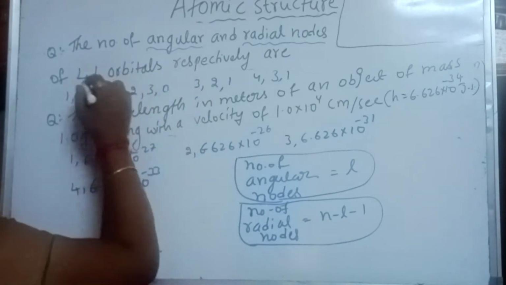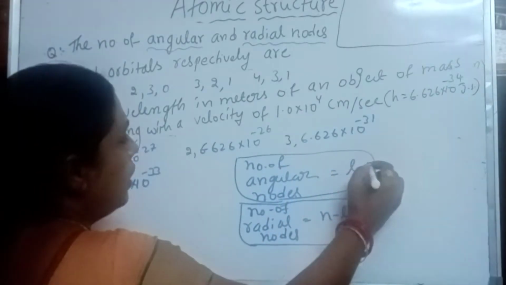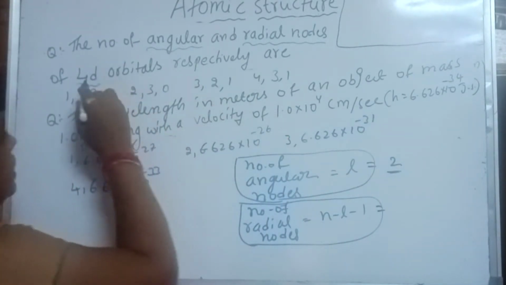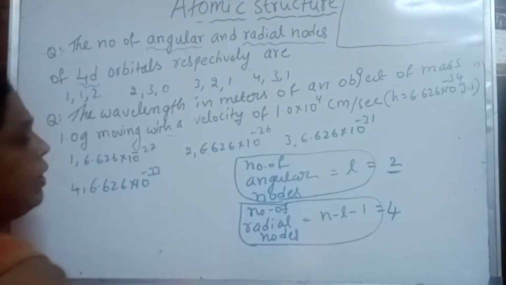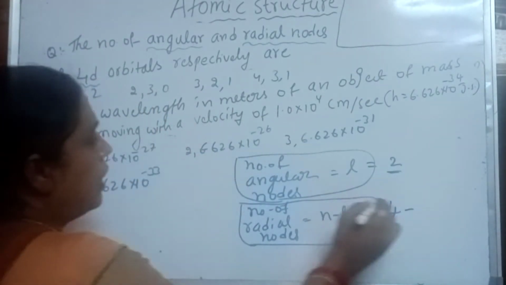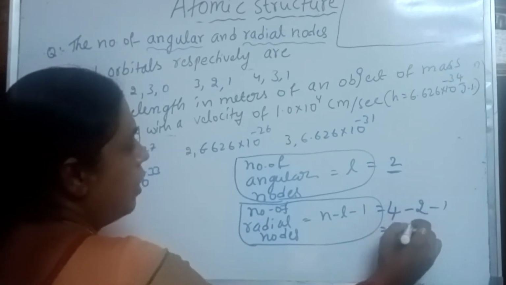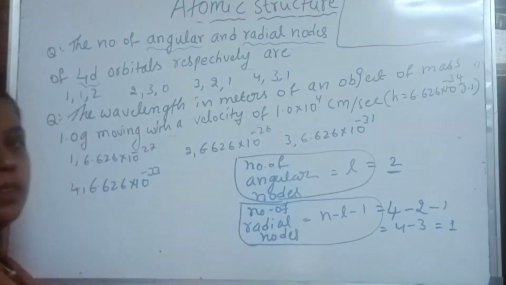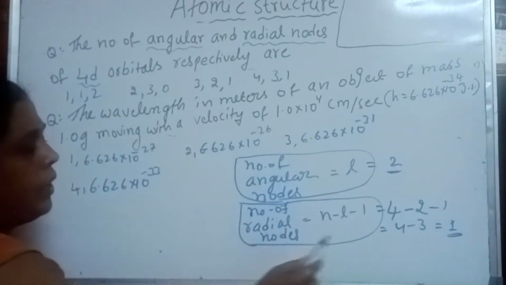The given orbital is 4d orbital. For a d orbital, the l value is 2. So the number of angular nodes is 2. For the number of radial nodes, for the 4d orbital, the n value is 4, minus l value of d orbital, which is 2, minus 1. Here 4 minus 2 minus 1, that is 4 minus 3, which is equal to 1. So the number of angular nodes is 2 and the number of radial nodes is 1.